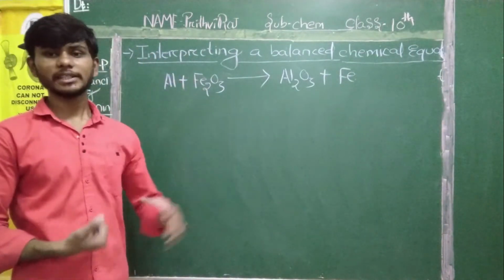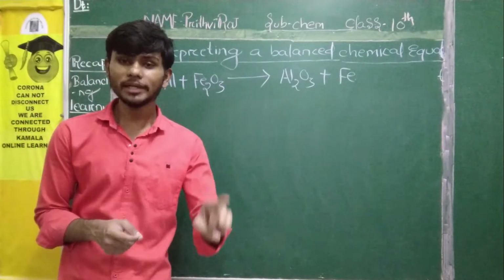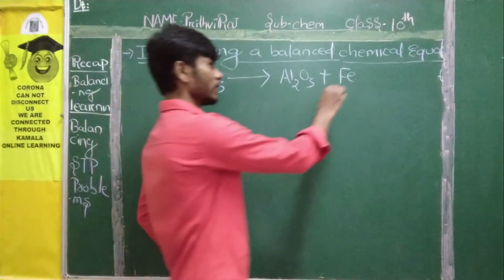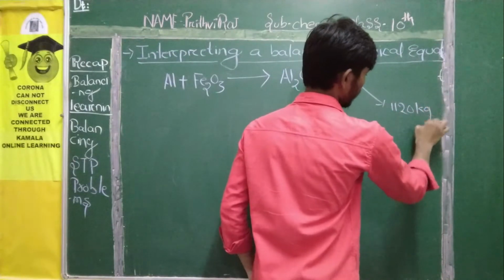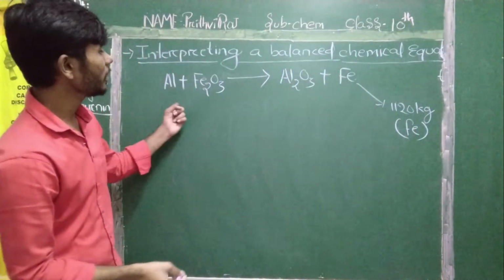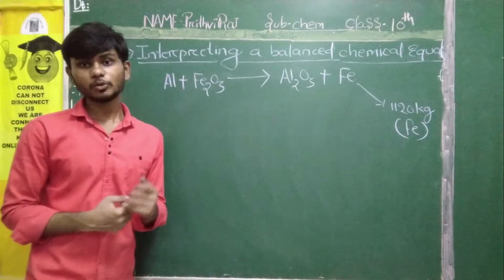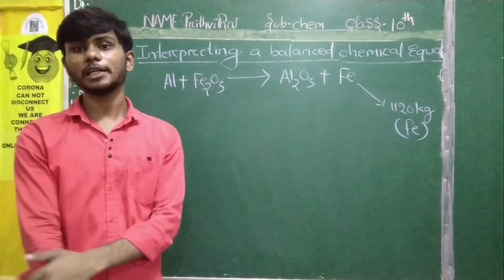This is the equation given, and it is asking how we can get 1120 kg of iron out of this particular reaction. If you want 1120 kg of iron, how much aluminum and ferric oxide should be reacting with each other? To solve this kind of problem, students, the first thing is to balance the chemical equation.